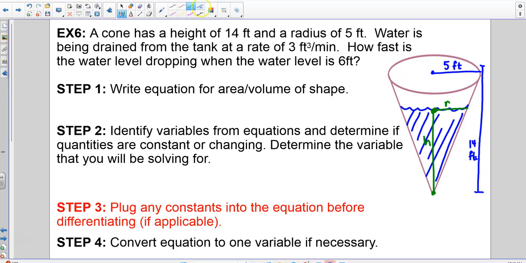For this type of problem, we're going to run through our steps. We're going to start with our volume formula. Anybody remember the volume of a cone? Yes, 1/3 pi r squared times h. Remember, the cylinder that we just did was the area of the base, pi r squared, times the height, right?